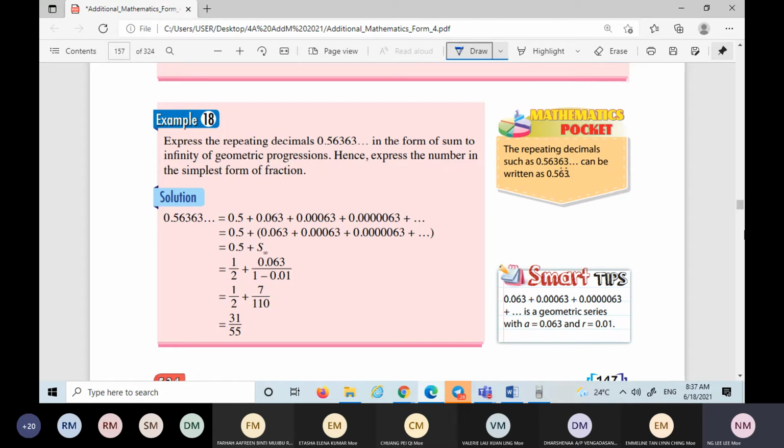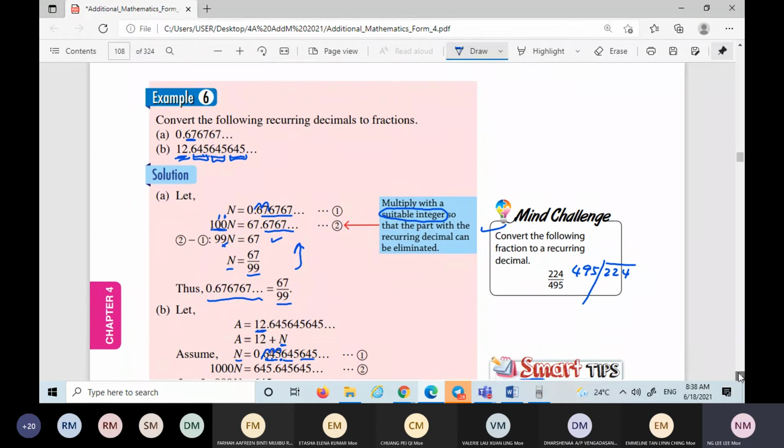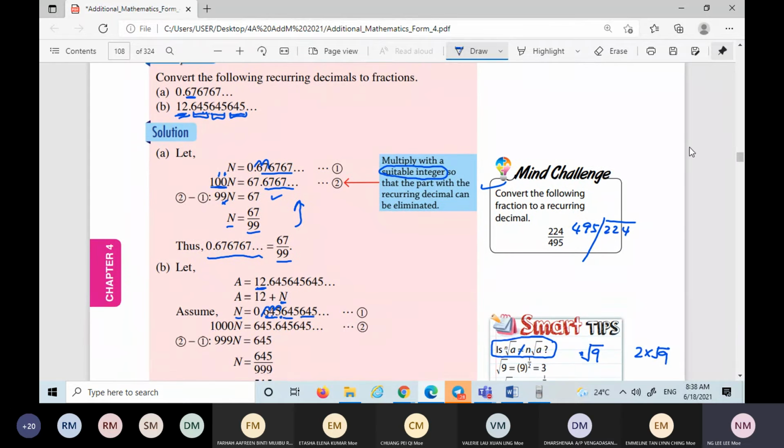If we look at the previous method that we used to get the fraction for this infinite decimal, this one is under chapter 4. I hope you still remember. This is the method we have.